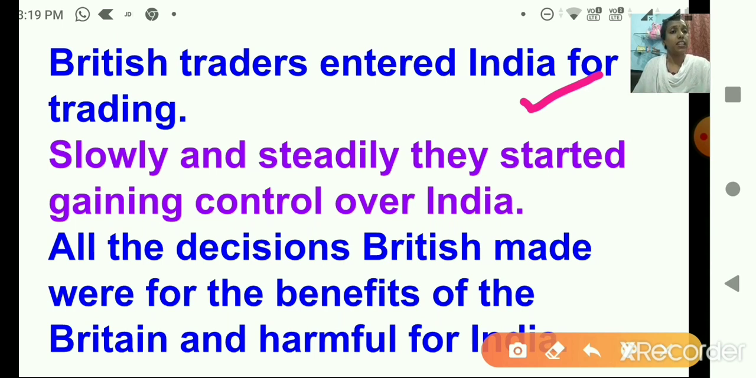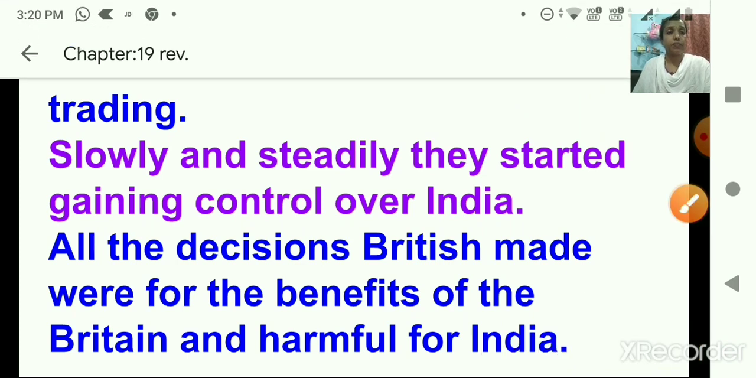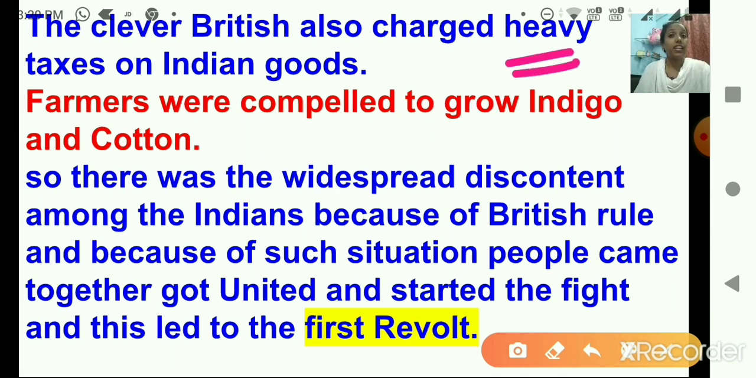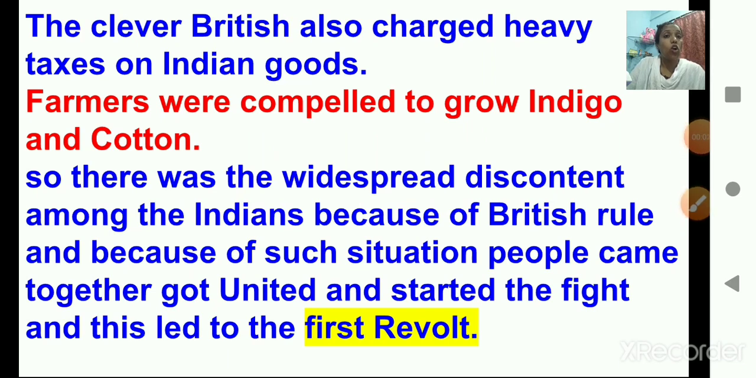Okay, so slowly and steadily the British started gaining control over India. All the decisions that the British made were for the benefit of Britain, and it was harmful for India. The clever British also charged heavy taxes on Indian goods. The farmers were forced to grow indigo and cotton. Do you remember? These were the raw materials for the factories in Britain. So the British used to carry these raw materials to Britain. They converted them into finished goods and brought them back to India for selling.